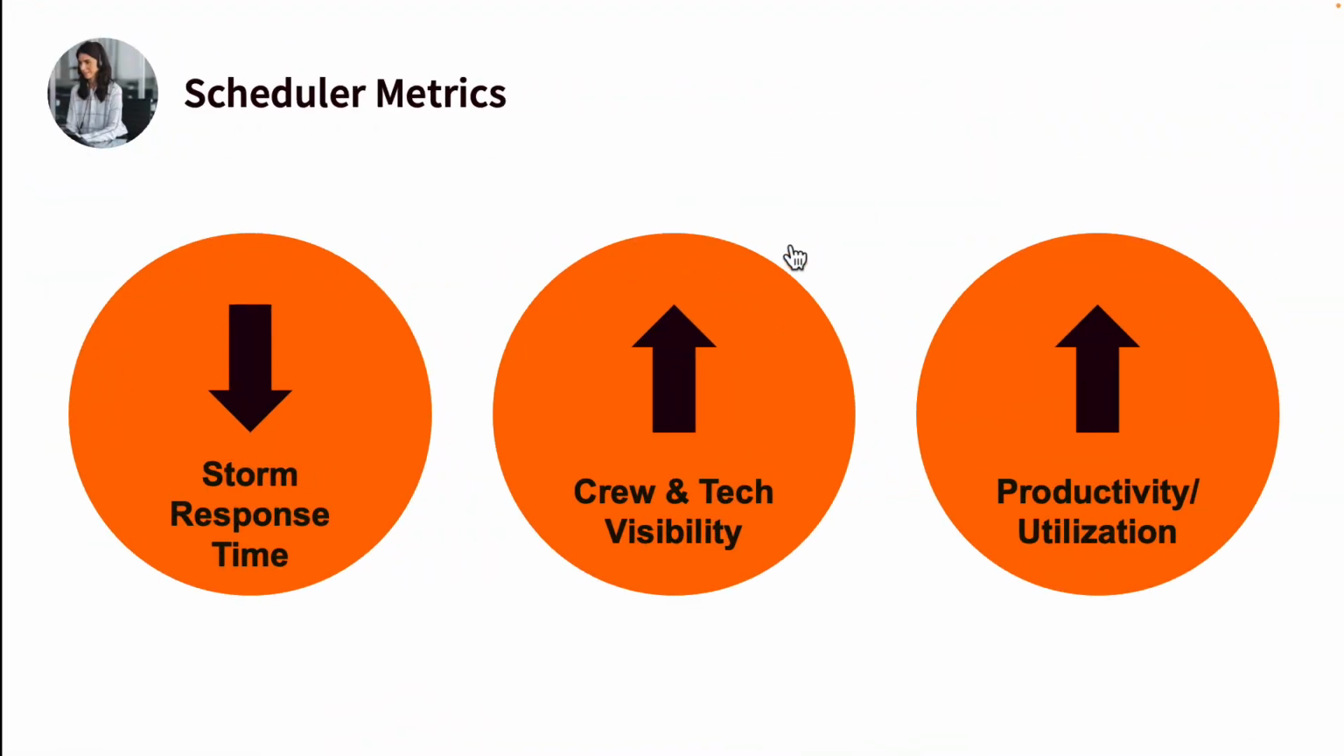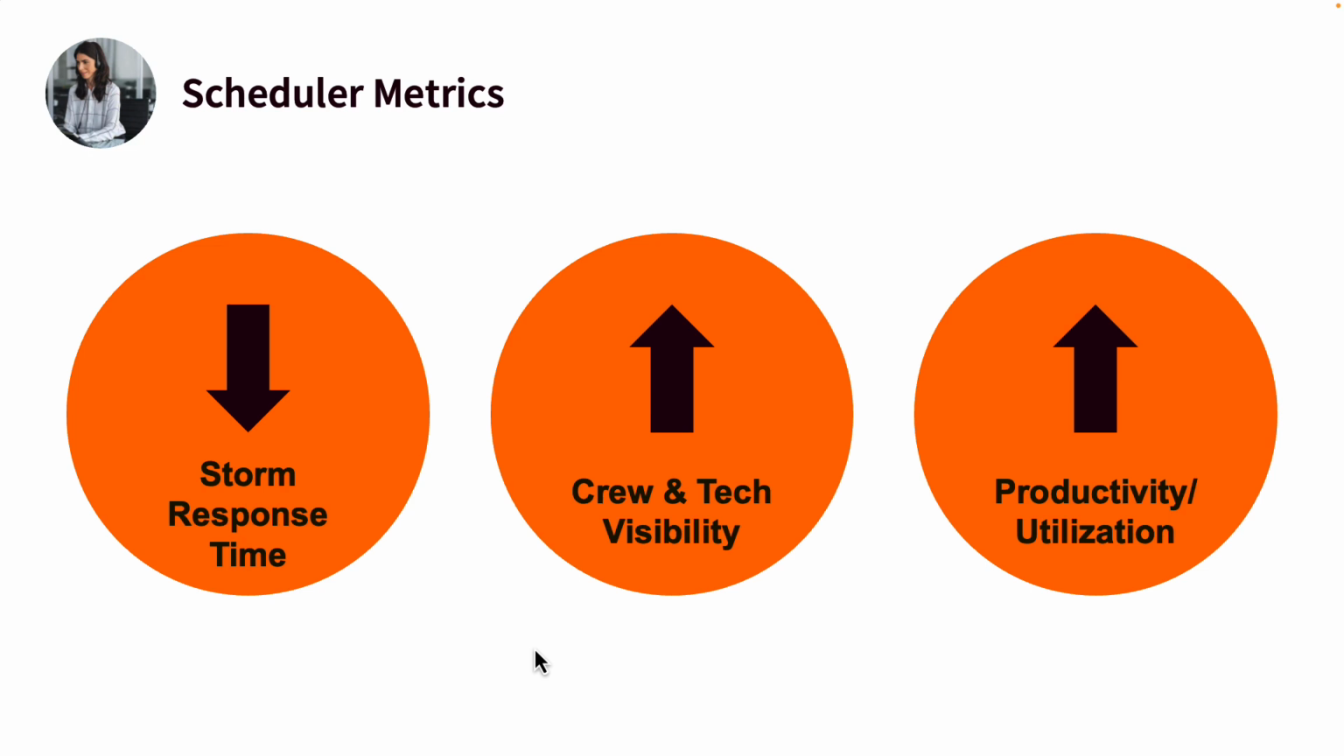So what we just saw there was the ability for Amy to significantly reduce that storm response time by gaining that map-centric approach with a single pane of glass to take a look at all her crew and tech visibility, whether that's internal or external mutual aid crews. And what this does at the end of the day is really increase the productivity and utilization levels in order to get those outage jobs completed quicker, in order to get those customers up and running quicker, and in order to improve overall satisfaction levels.